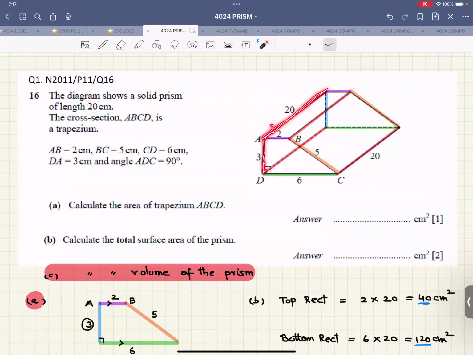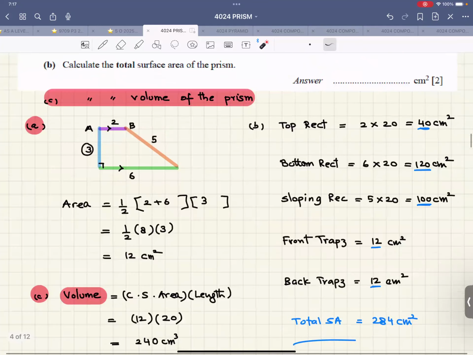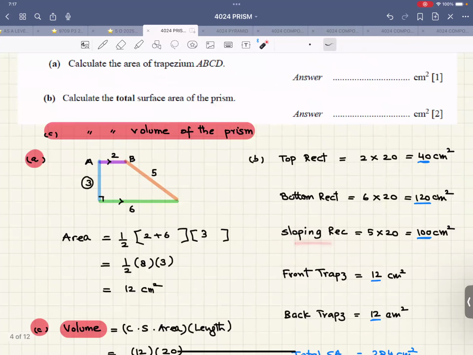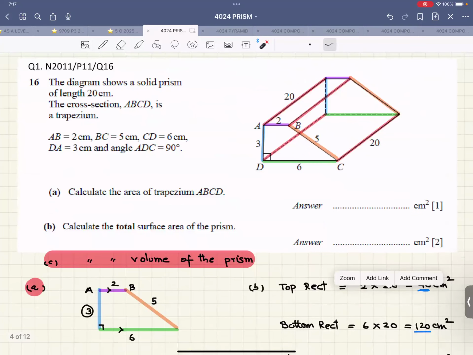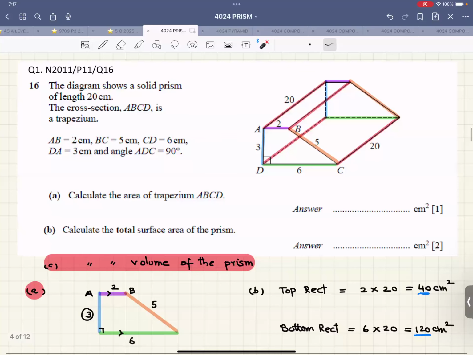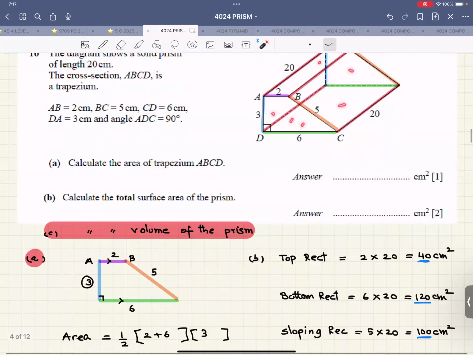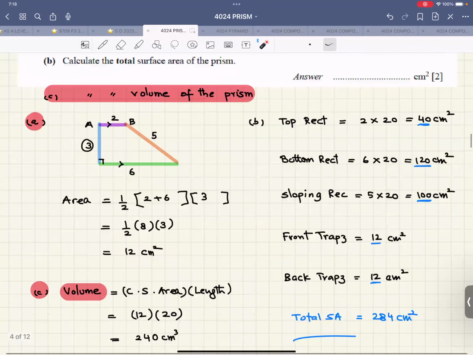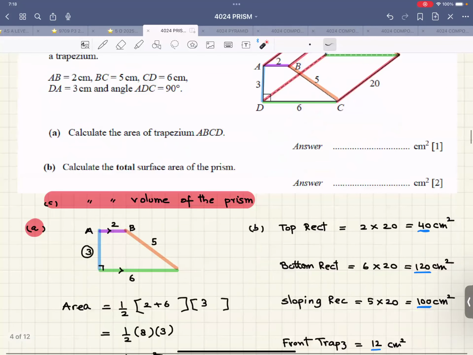So 20 into 3, that is 60. So the sliding wall, top rectangle, bottom rectangle, and the sloping rectangle. And there should be this thing also. So this is 1, this is 2, this is 3, this is 4, this is 5, this is 6. And I think I missed out this thing. So let me write over here.